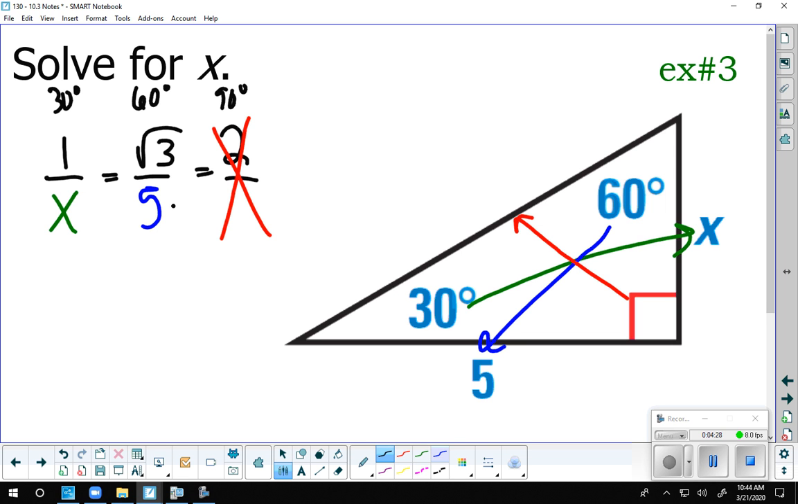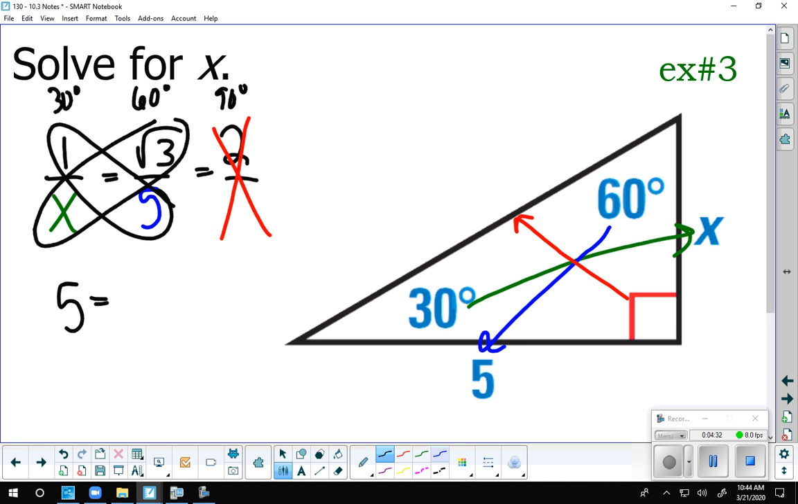So now let's cross multiply. 5 times 1 is 5. X times the square root of 3 is x square root of 3. Ooh, I got to do a little bit of work here. We're going to divide both sides by square root of 3.